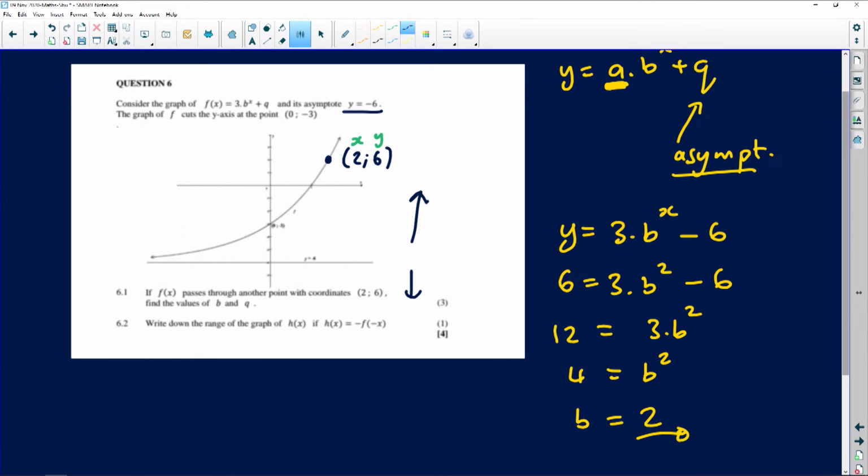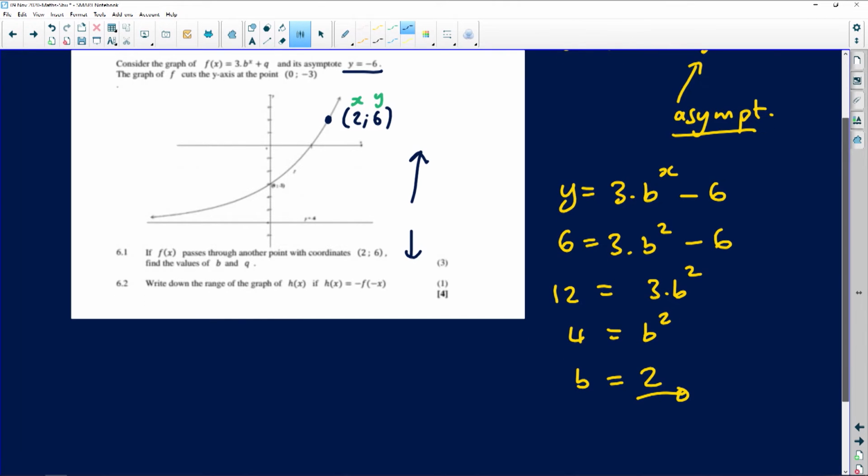Right, 6.2 says, write down the range of the graph of h(x). So we're going to find the range of the graph of h(x), okay? Very awesome, no complications. But what is this h(x) that they're talking to us about?